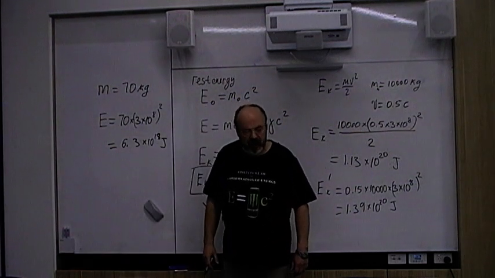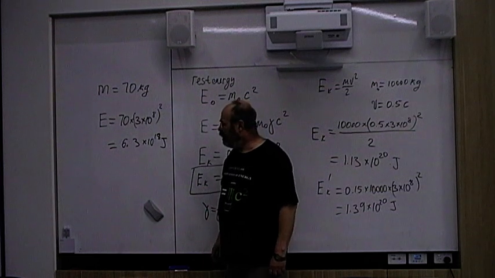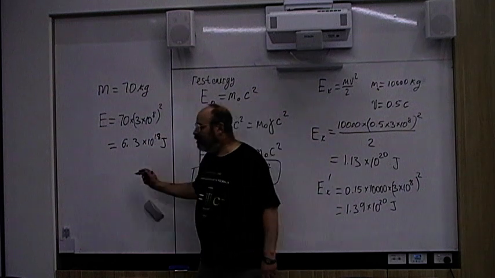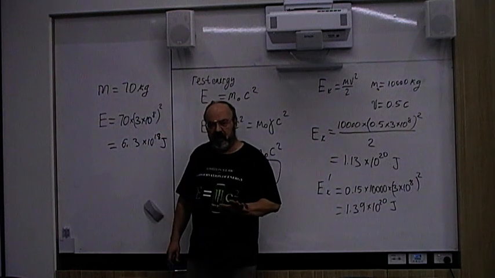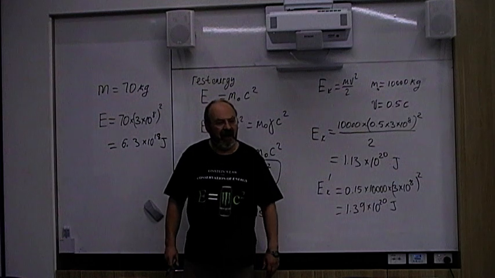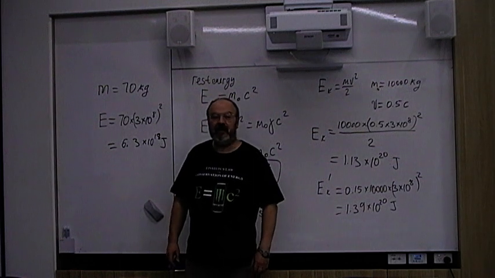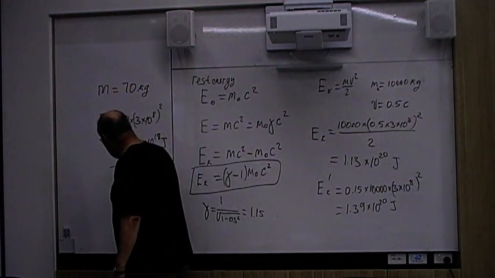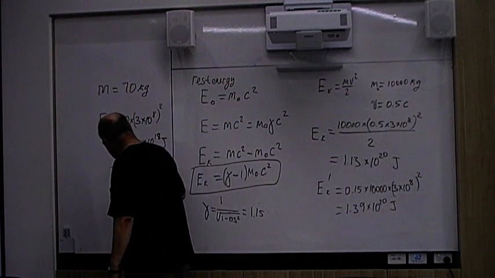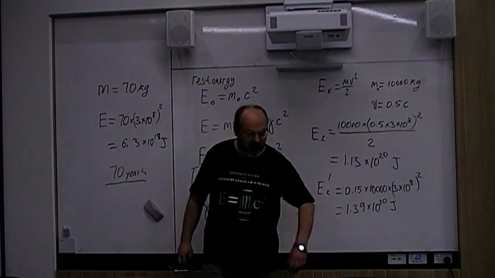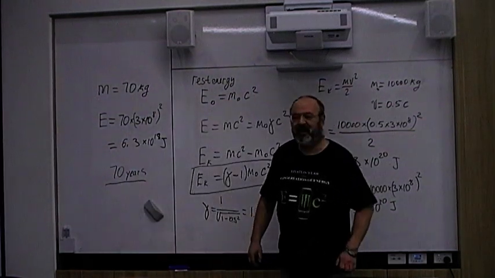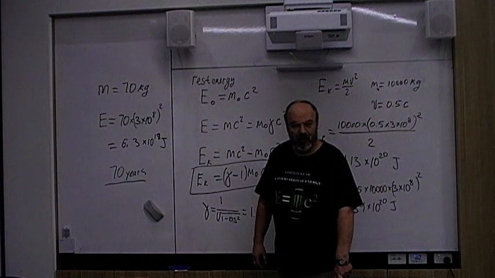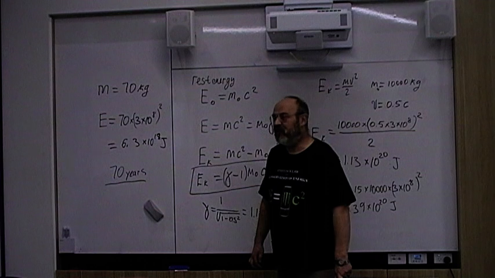How big is this number? Pretty big. This number would power Victoria, that is how much electrical energy our state Victoria used in 70 years. So if you were able to convert 70 kilograms into energy, it would power the whole state of Victoria for 70 years.